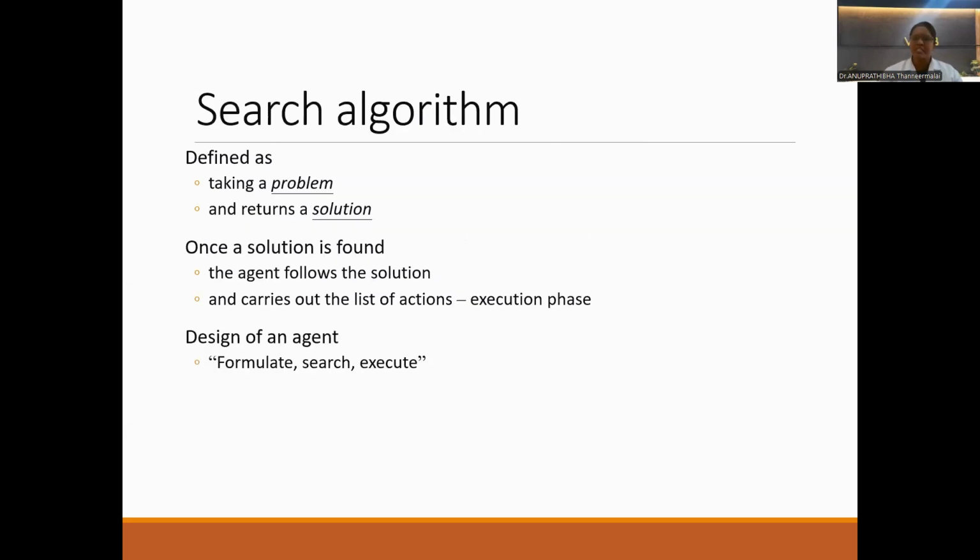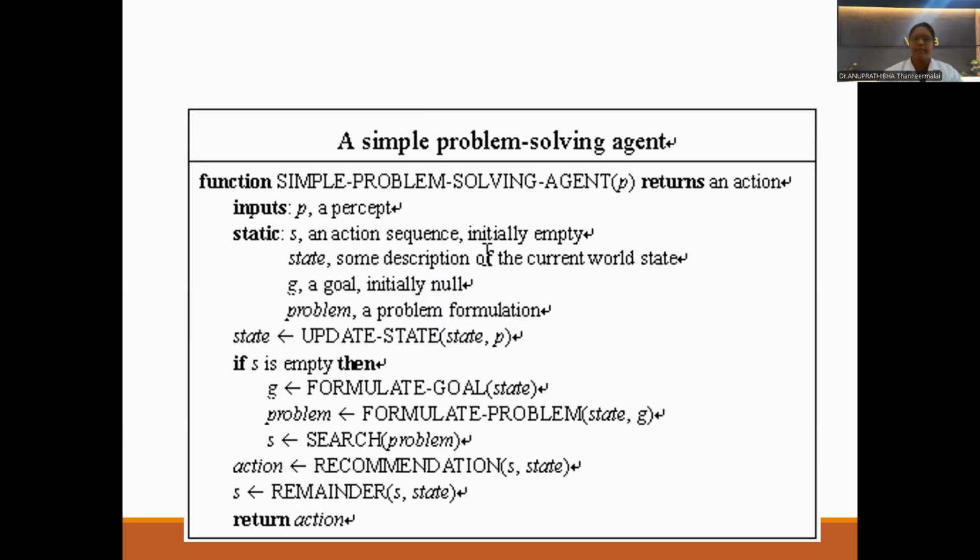And there are many search algorithms. A search algorithm is defined as taking a problem and returning a solution. Once a solution is found, the agent follows the solution and carries out the list of actions. That is the execution phase, how we are going to reach from the source point to the destination point. So the design of an agent is to formulate, search, and execute.